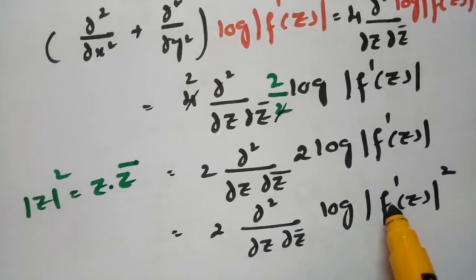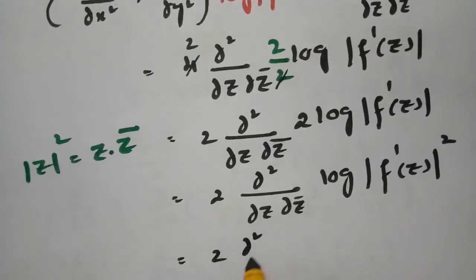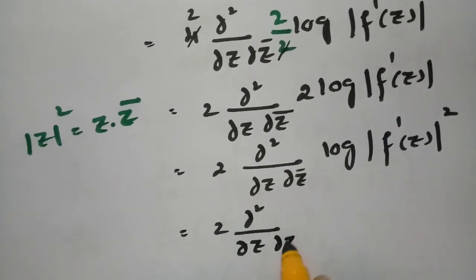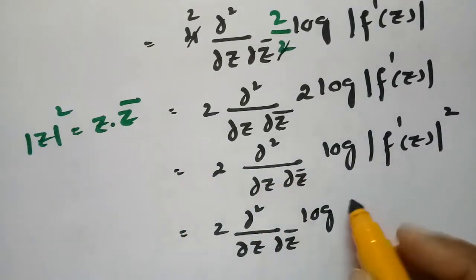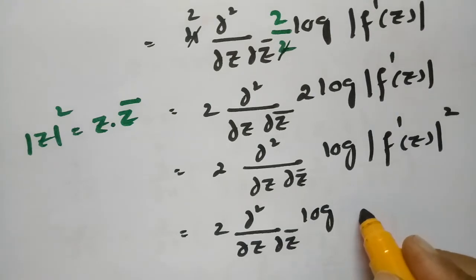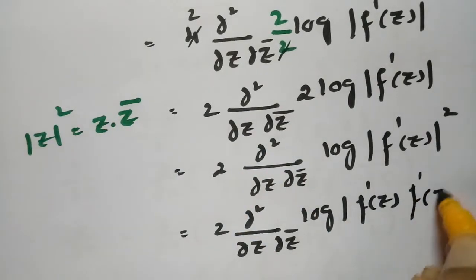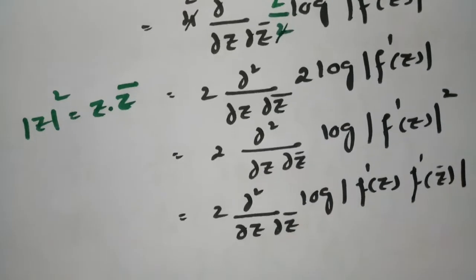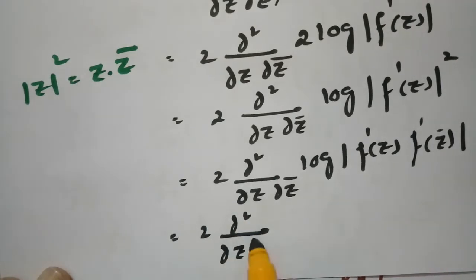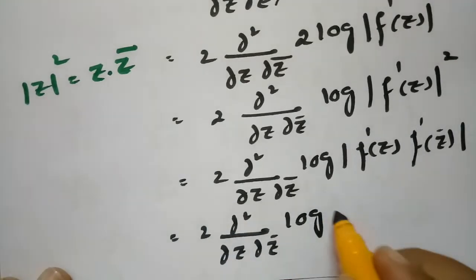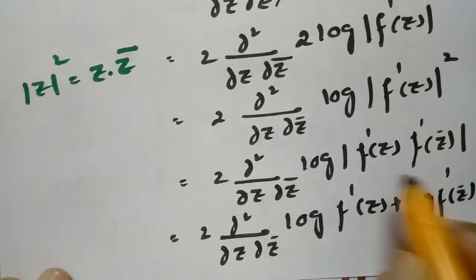So here if we consider this as z square, this can be written as 2 times of ∂²/∂z∂z̄ of log of mod z square, which is equal to z. So what is z here? z is nothing but f dash of z into f dash of z bar. So we have log a into b. So this can be written as 2 times of ∂²/∂z∂z̄ of log a plus log b.